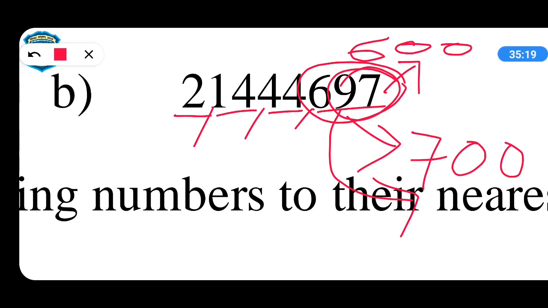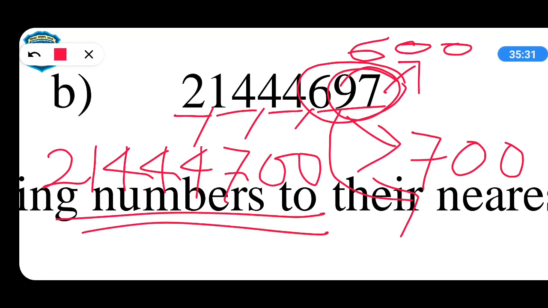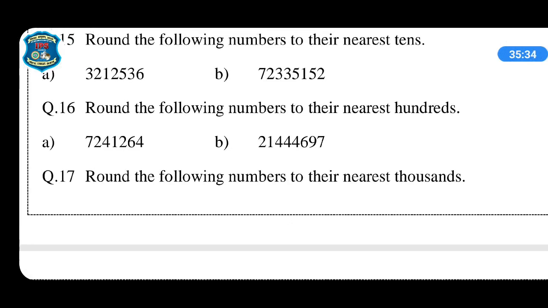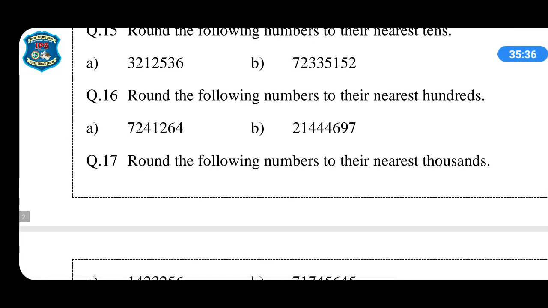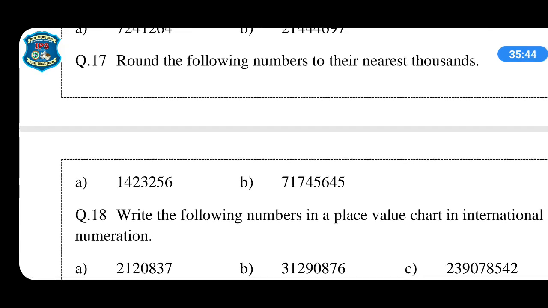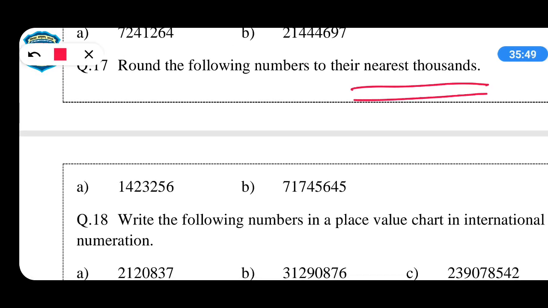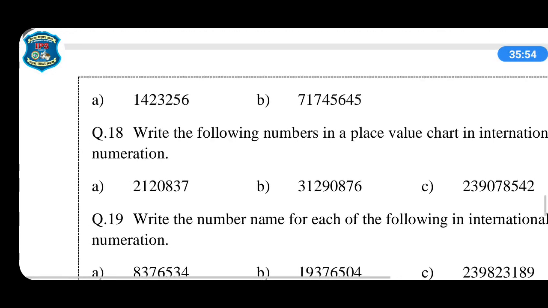And what you will get? 2 1 4 4 4 and 700. So this is the nearest 100. Got it? So in this way you have to find the nearest 100 to the given number. Now the 17th question is again the same. You have to round the following number to the nearest 1000. So nearest 1000, right? So just have a look what number is given.